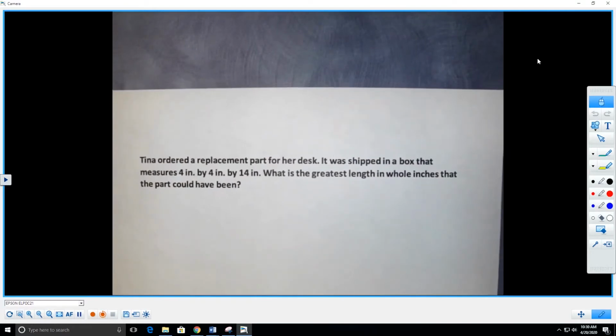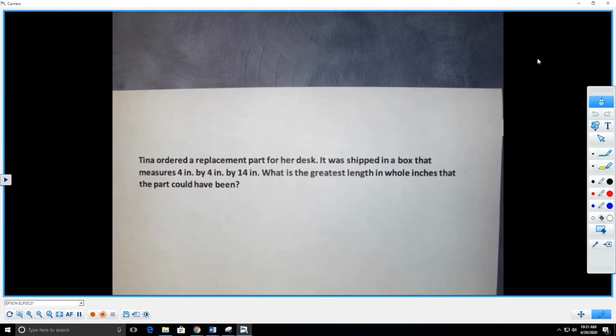Okay. Tina ordered a replacement part for her desk. It was shipped in a box that measures 4 inches by 4 inches by 14 inches. What is the greatest length in whole inches that the part could have been? Let's look at a diagram of this box.